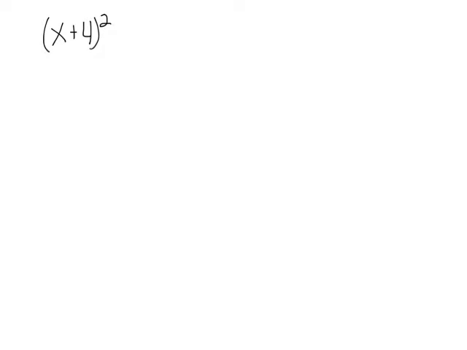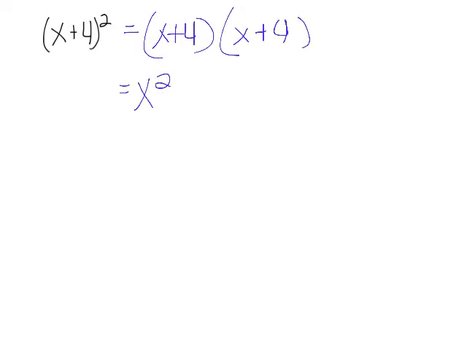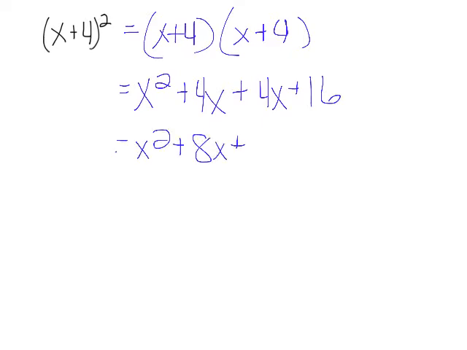So when I have (x + 4) and the whole quantity is squared, I get (x + 4) times (x + 4). So I'm going to get x squared plus 4x plus 4x plus 16. So I get x squared plus 8x plus 16.